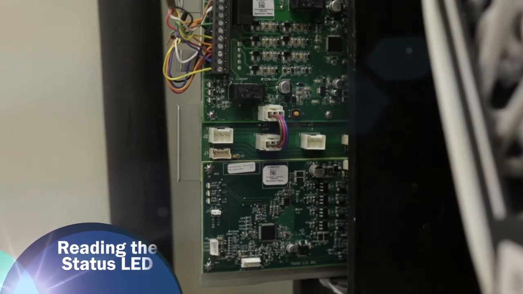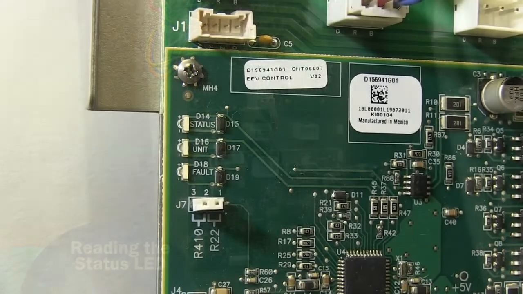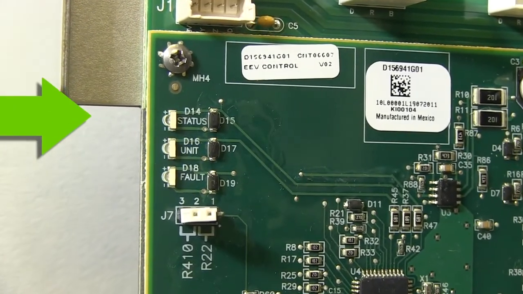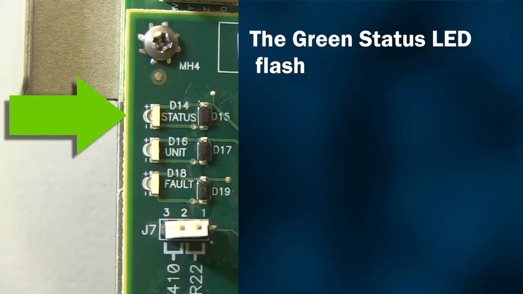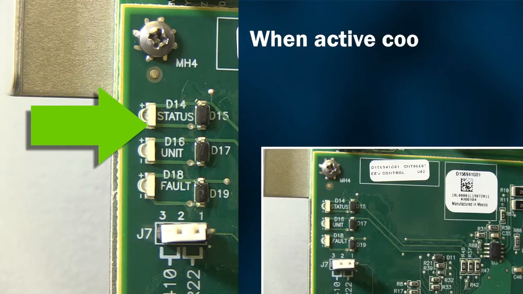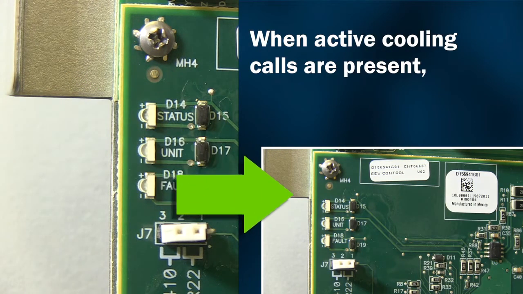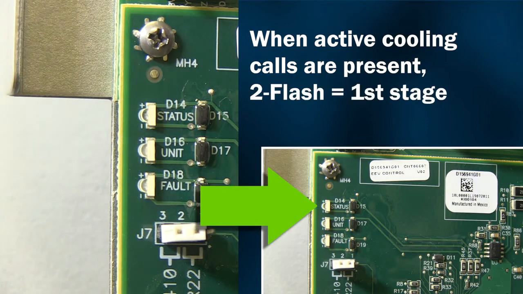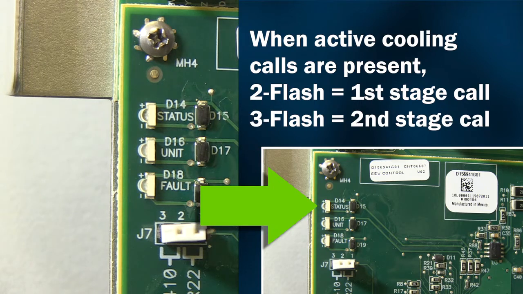Reading the EVC status LED. Following the initial power-up sequence, the status LED will flash once when in cooling mode with no active call. When active cooling calls are present, the status LED will flash twice to indicate a first stage cooling call and 3 times to indicate a second stage cooling call.